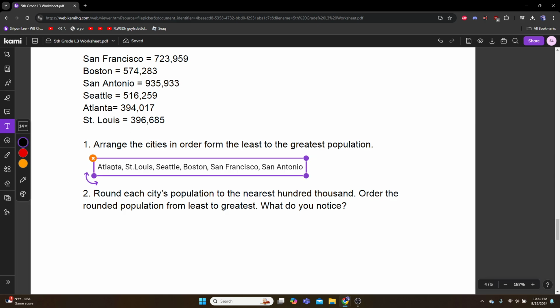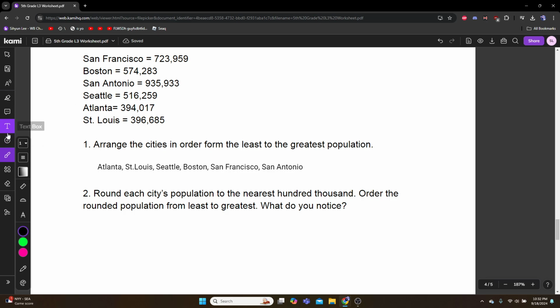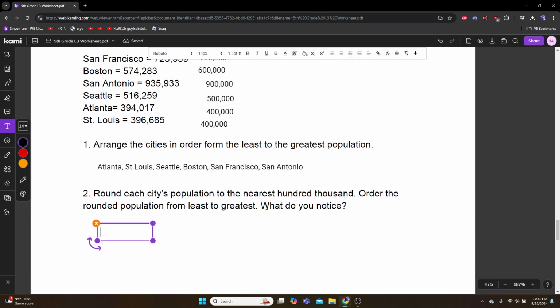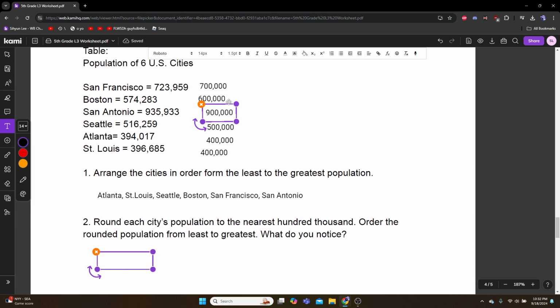So let's try rounding in order. So here to the nearest 100,000. So San Francisco would turn into 700,000. Boston would turn into 600,000. And San Antonio would turn into 900,000. 500,000. 400,000. And this is also 400,000. So, and then now let's order it from least to greatest.